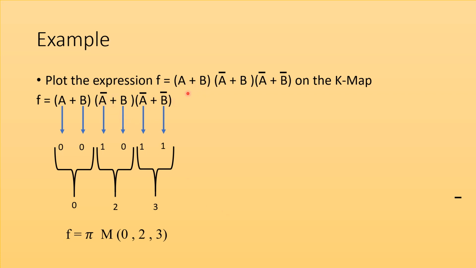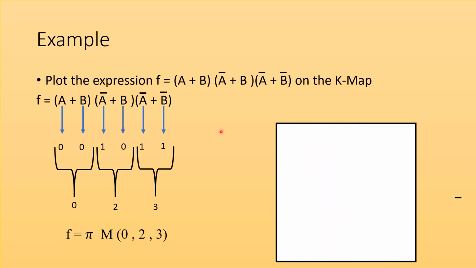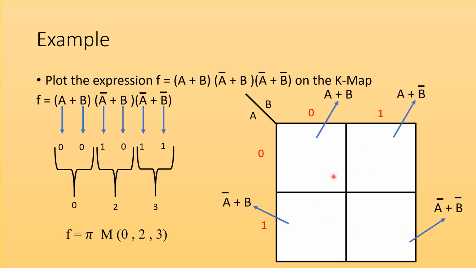How many variables are there in this expression? 2 variables. Which are they? A and B. Therefore, we have to draw a 2 variable Kmap. So this is a 2 variable Kmap which consists of 4 cells. The variables are A and B. It has 2 rows and 2 columns, and the first cell denotes the term A plus B or the max term M0. The second cell or square denotes the max term 1 or the term A plus B bar.